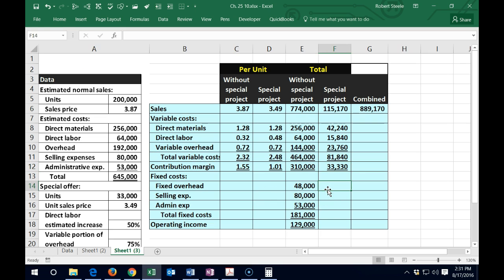Now on the fixed costs, we're going to sum these up in the total. So there's not going to be any added fixed costs for the special project. So it's still good. That's the point, and that's really what the difference is going to be. That's why we really need this analysis here.